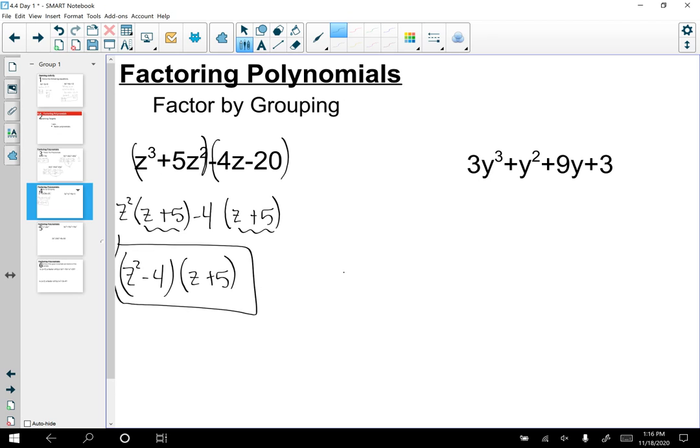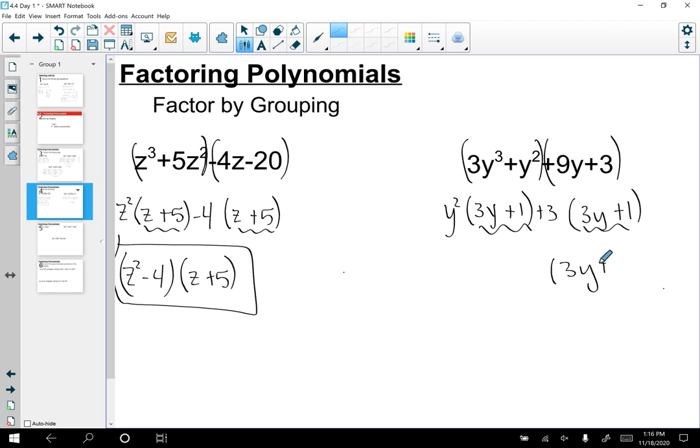All right, so using that concept, I want you to pause the video and try this second one on your own, factor by grouping. So go ahead and group those first two terms. And what's in common in the first two? A y squared. So I'm going to pull out a y squared, and I'm left with 3y plus 1. And then I look at my second. What's in common here? I see a 3. And I'm left with 3y plus 1. I see that these are the same, so I know I'm right on track. I can factor that out, 3y plus 1, and I'm left with y squared plus 3.